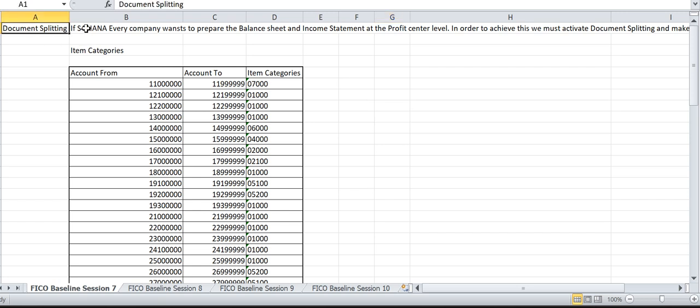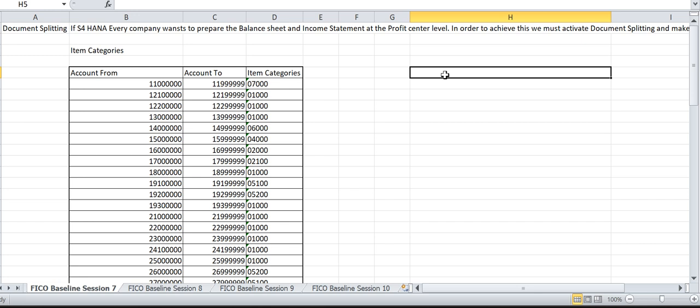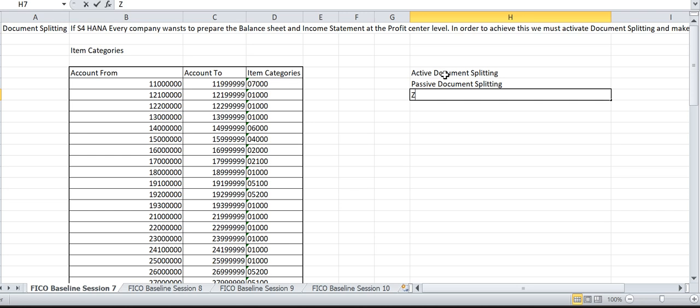So this is all about the concept of document splitting. We must also know that there are three types of document splitting functionality. One is active document splitting. Second is passive document splitting. And third is zero balance document splitting.